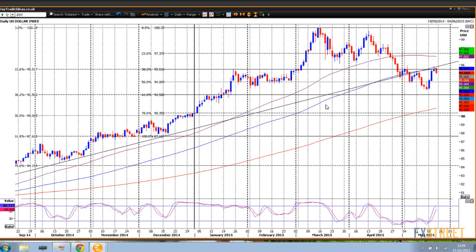Okay, so unless you've got any questions about the dollar index, I just wanted to make you aware of that. Not wise to be long the dollar, it would appear, even after a good sell-off and a decent recovery.